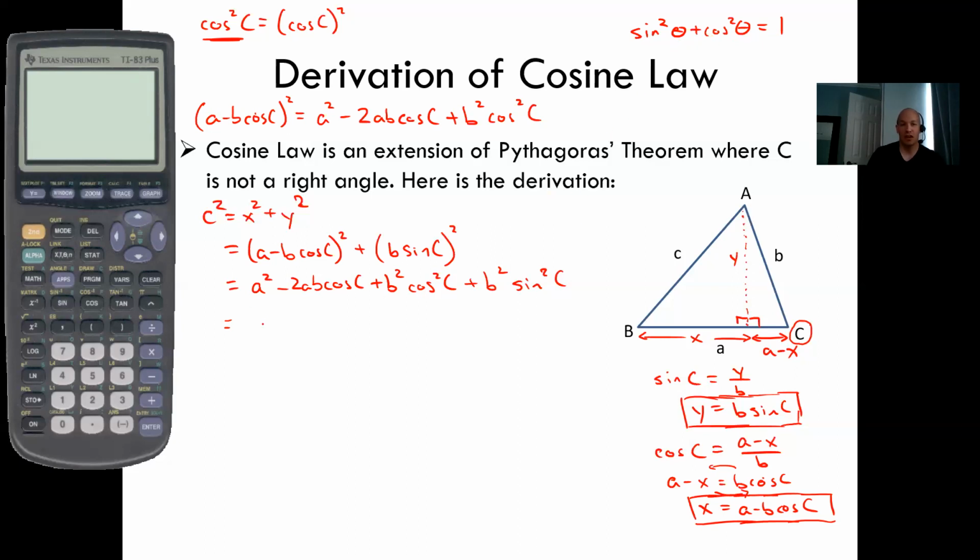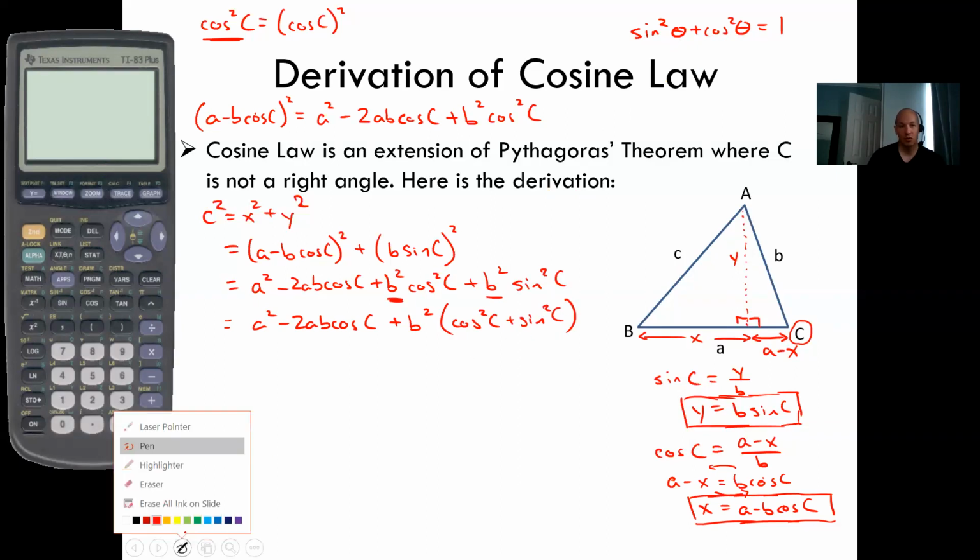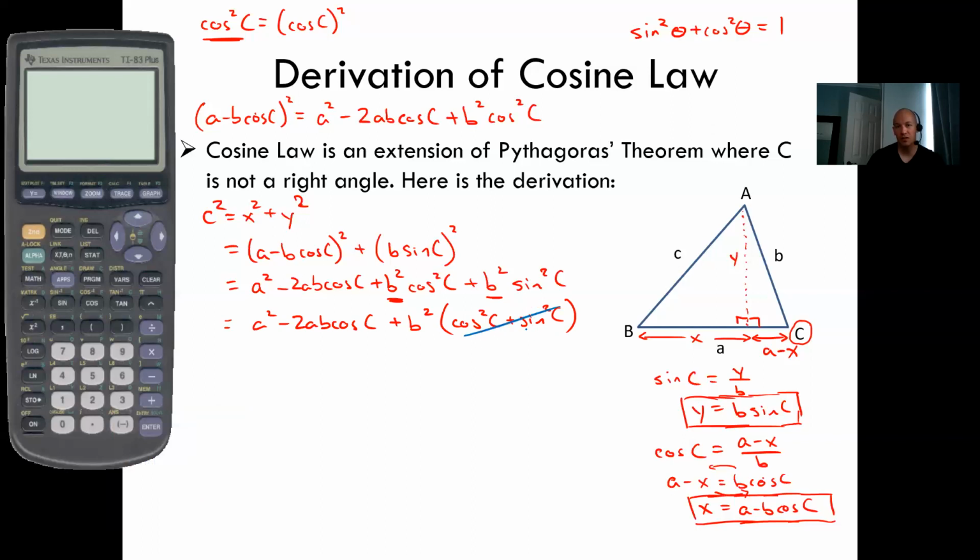So why I'm mentioning that is because if I go here, I'm going to leave these first two terms the same, but I'm going to factor out a b squared from these last two terms. So in brackets, we get cos squared c plus sine squared c. What's so nifty about this is cos squared of an angle plus sine squared of an angle is always equal to 1. So this is just 1. It's basically like it's not even there. And this ends up with a nice little result.